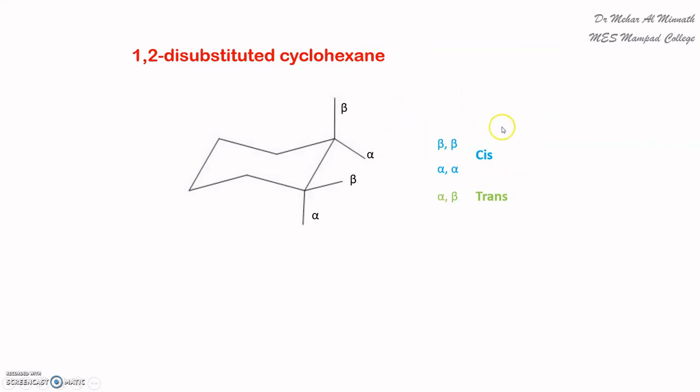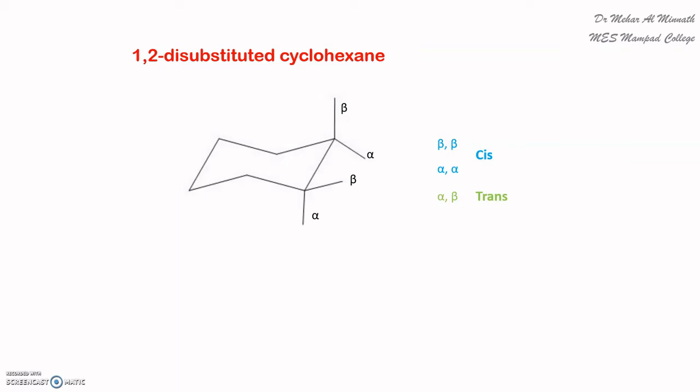Particularly, how do we name them, cis and trans? The nomenclature comes from the facial relationship. If the two substituents are placed beta to the plane, or alpha to the plane, or you can say both substituents are on the same side of the plane, then we call it cis, and if they are on opposite sides of the plane, then we call it trans.